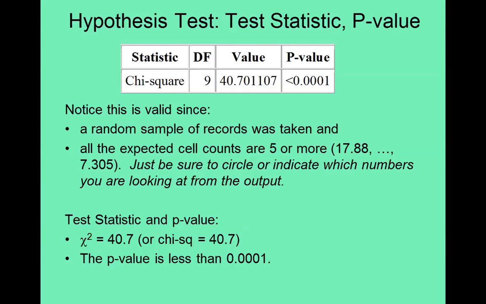The test statistic and p-value, you need to locate and display these from the output. So the chi-square test statistic is 40.7 when rounded to the 10th digit, or you can just write the abbreviation in letters CHI-SQ for chi-square equals 40.7. The p-value is less than 0.0001.